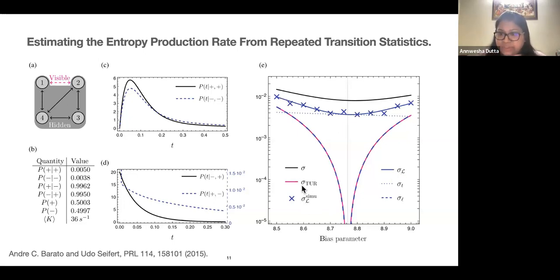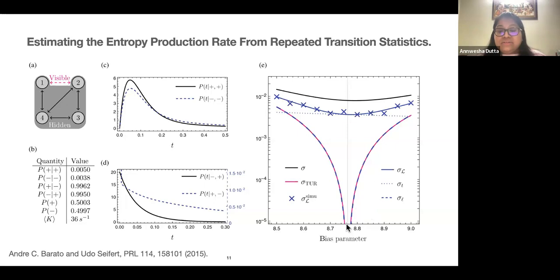And there is a contribution of sigma L in that, and that exactly matches the estimate from the thermodynamic uncertainty relation. And that is understood because sigma L is actually a product of the current and the affinity of that network. So from there we can say that is why we have a correlation between the two.